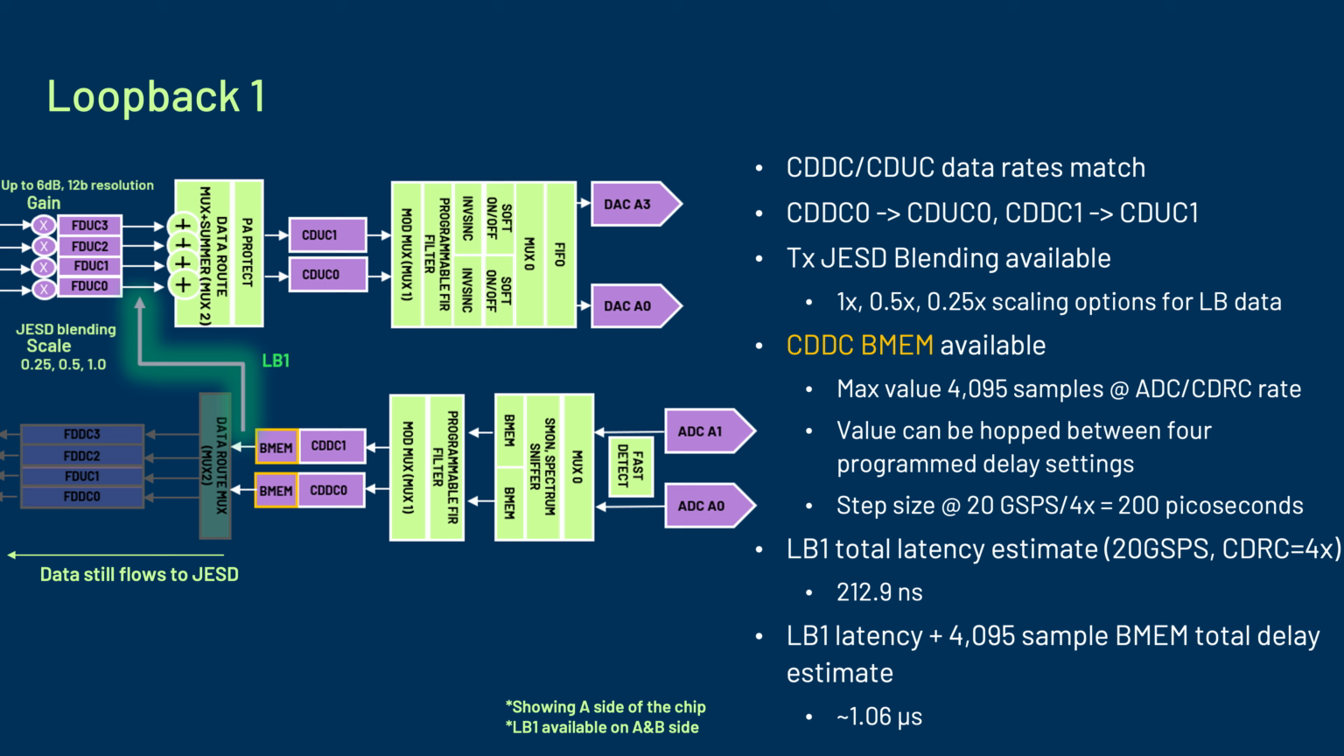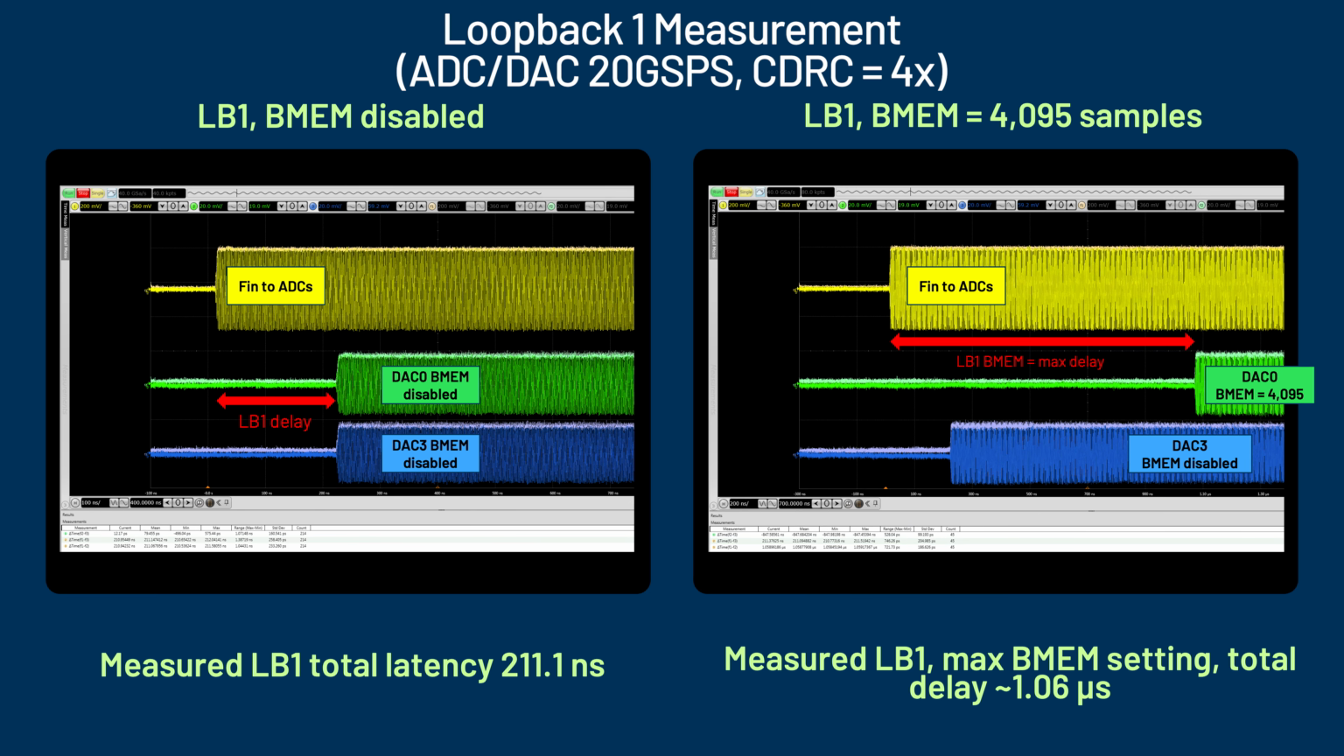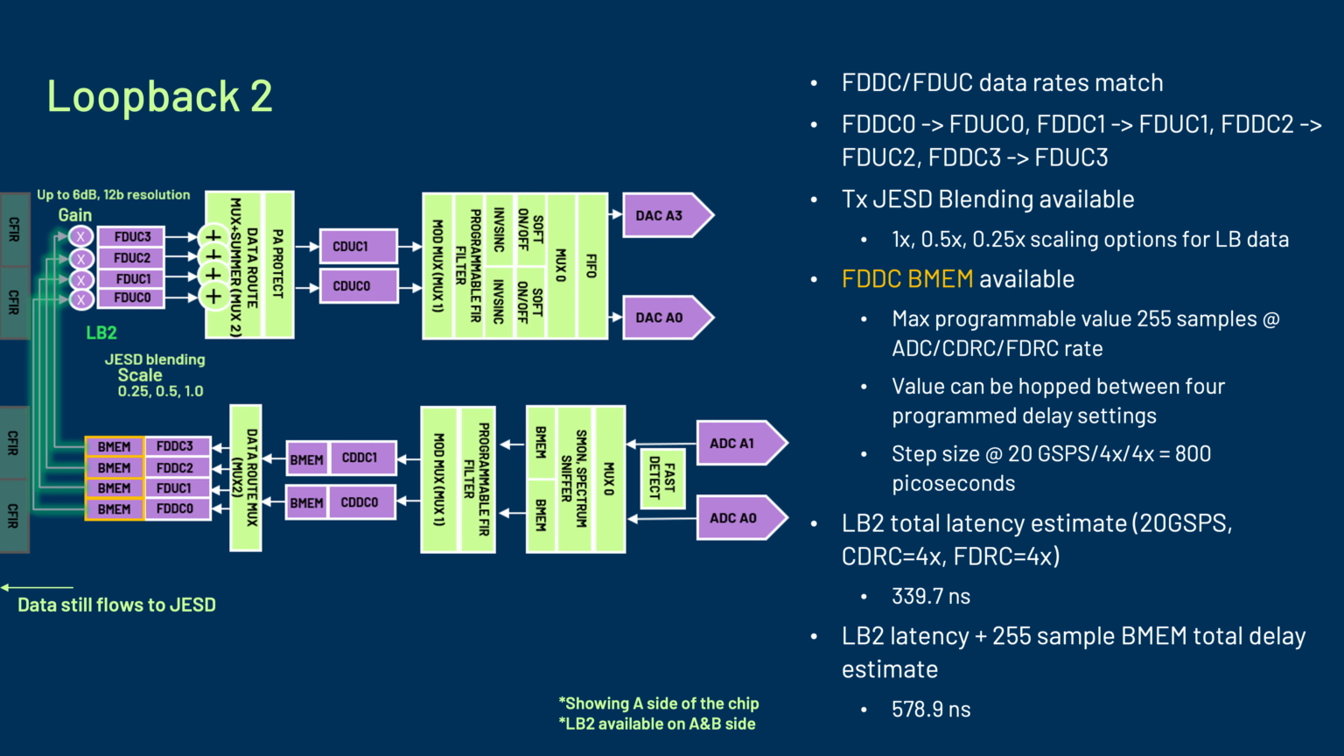The CDDC BMEM blocks are available to add delay. The step size is 1 over the sample rate divided by the coarse decimation. For 20 gig and coarse decimation set to 4x, this is 200 picoseconds. The max programmable value is 4,095 samples. Observe loopback 1 data path latency timing with no BMEM delay, and then total delay with the max BMEM setting.